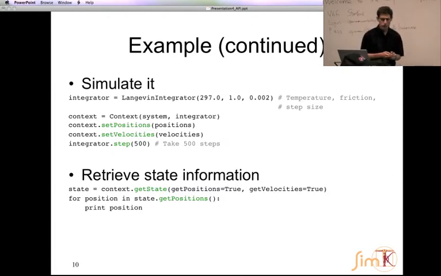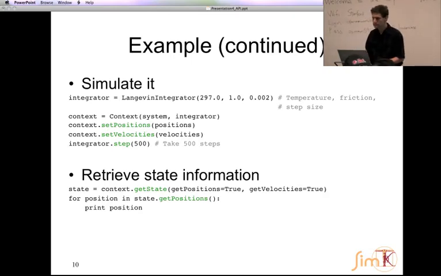Right. So we've just simulated it for 500 time steps, and now we want to retrieve some state information. So we're going to call getState on our context, and we tell it exactly what information to include. We're saying getPositions equals true, getVelocities equals true. So the state that it returns to us will contain positions, and it will contain velocities, and that's it. It won't contain forces because we didn't ask for forces. But we now have the snapshot, and we can do things like just loop over all the positions and print each one out. This is just an example, but that's how you get your information. So any questions on that?